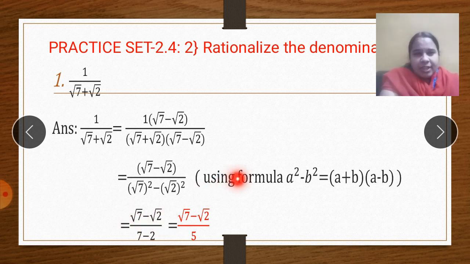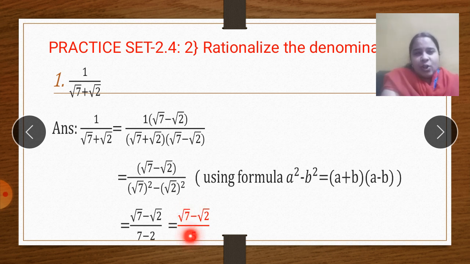Okay? Any way in which you understand, remember it. When you are taking the square of something which is under root, the only thing that will happen is that the root will go off and we will get that number. So we get 7 minus 2, that is 5. Okay? So what is the final answer? Root 7 minus root 2 upon 5.